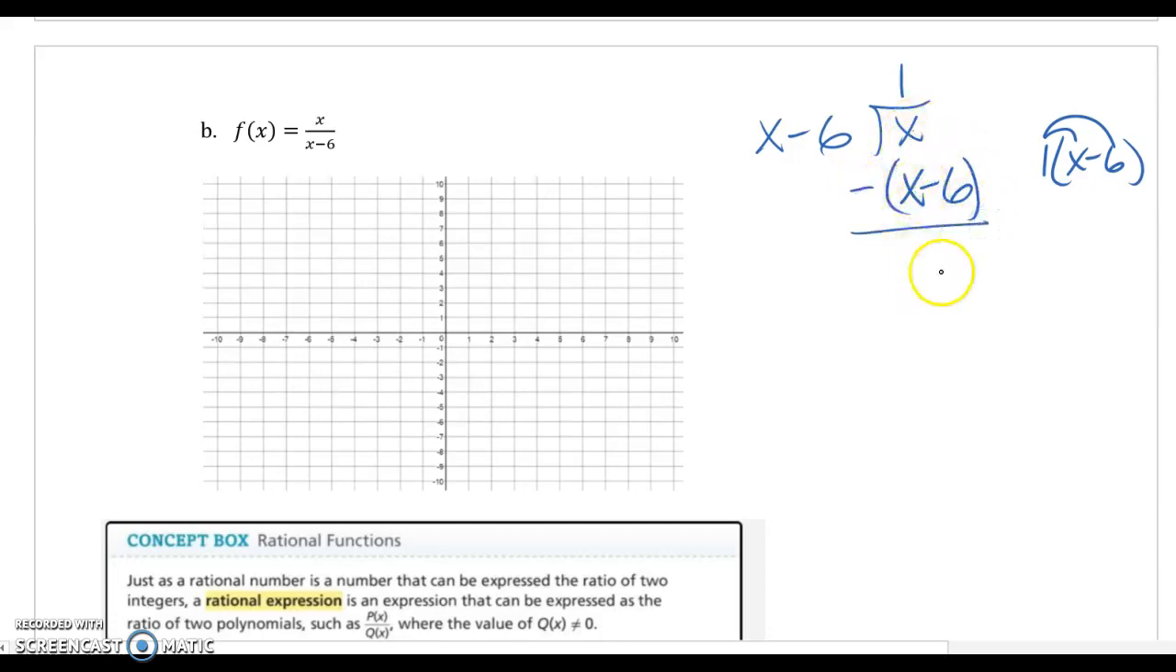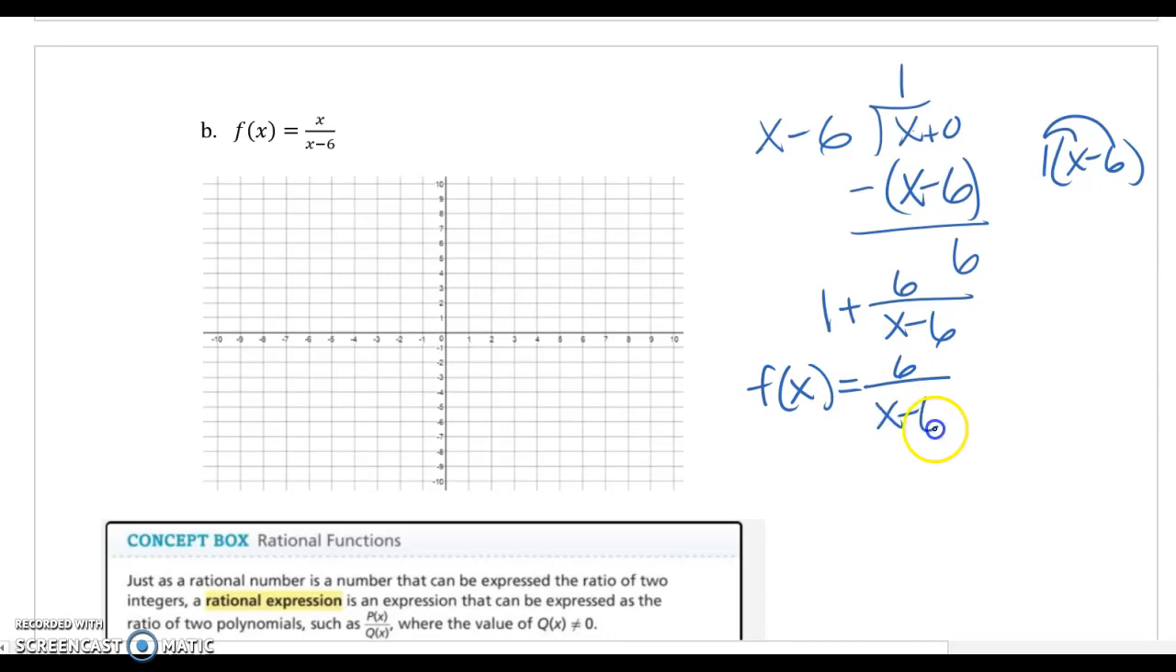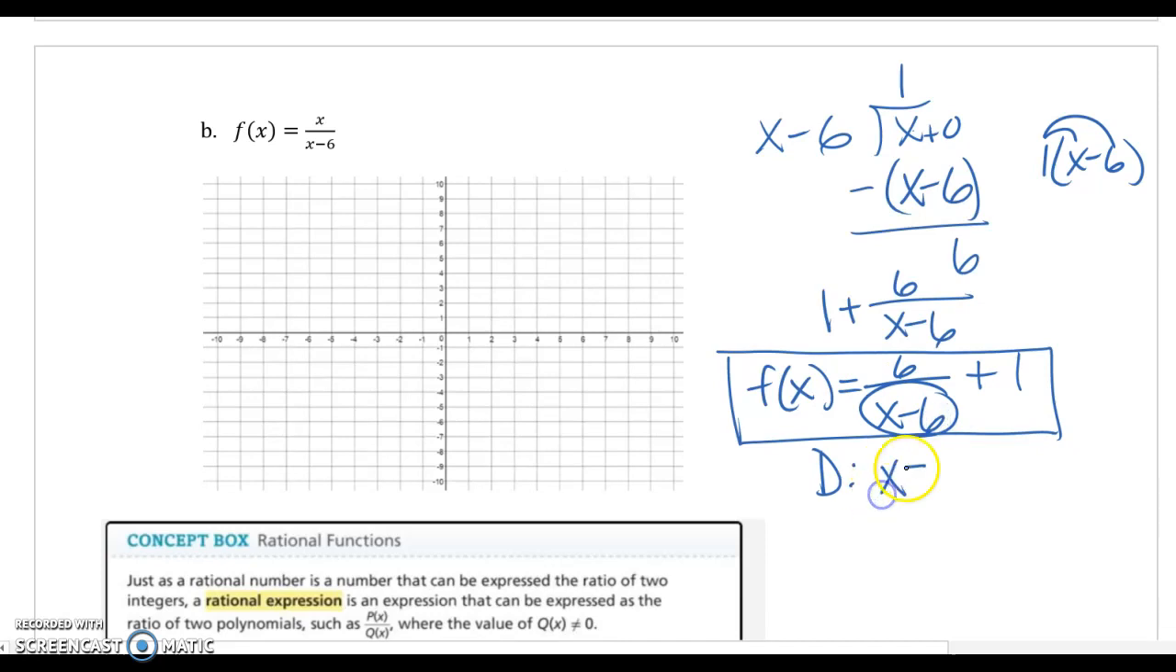Subtract, the x's go away. Invisible 0 minus -6, 6. So I end up with 1 whole plus a remainder of 6 over x minus 6. So we'll write it as f of x equals 6 over x minus 6 plus 1. So now, domain, x can't be 6 because that can't be 0. Our range, since this can't be 0, y can't be 1.